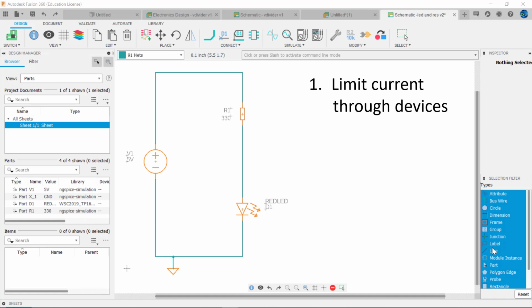You may have seen this circuit before, as it is very common. The 330 ohm R1 resistor limits the current through the LED to a safe value. If we simulate this circuit, we see that the current leaving the source is 10.1 milliamps.